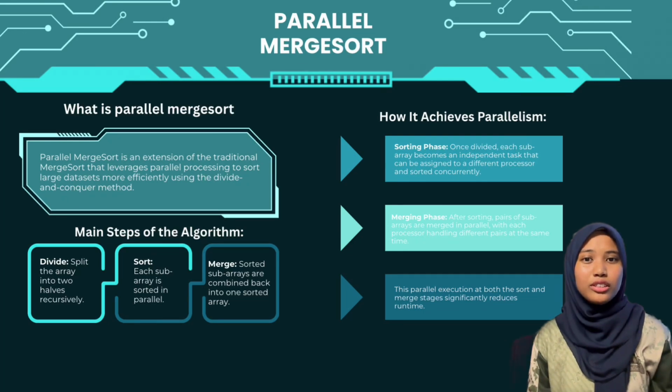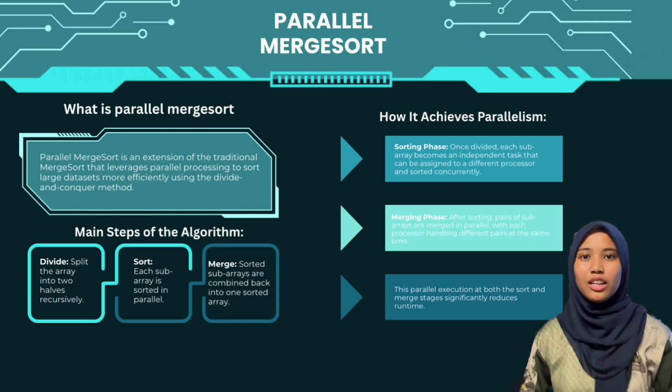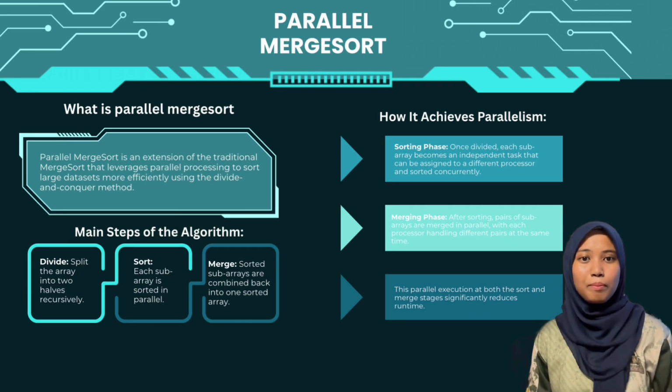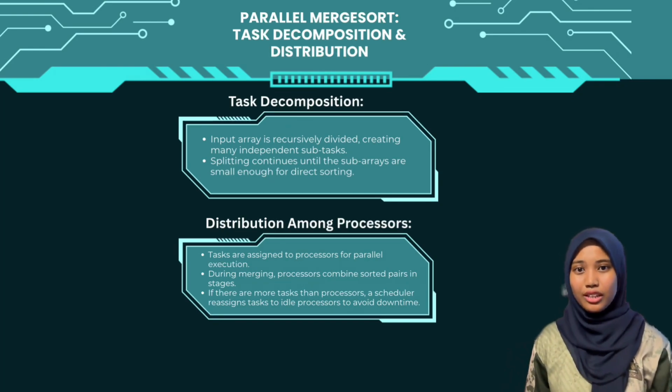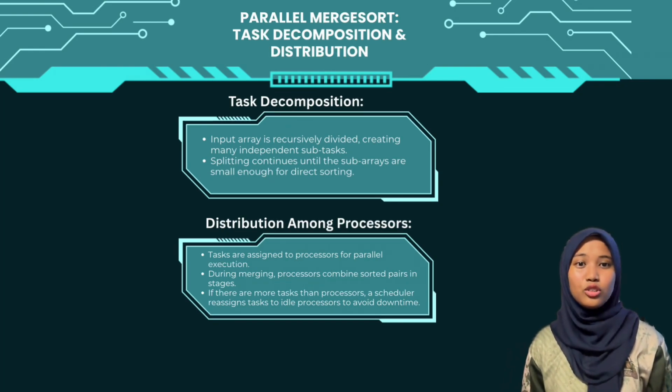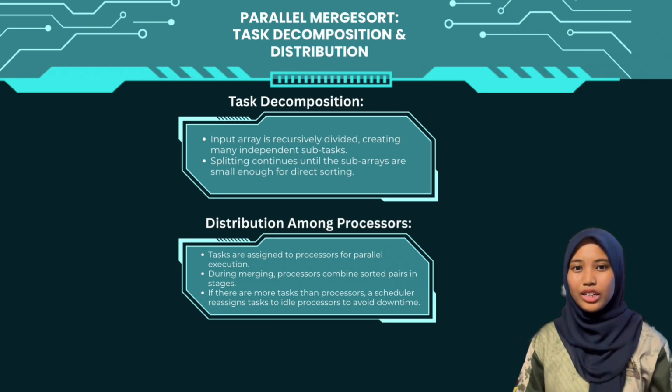First, parallel merge sort is an enhanced version of the traditional merge sort. It uses parallel processing, which means multiple processors sort the data at the same time, but the algorithm still follows the divide and conquer method, which is dividing the arrays, sorting the parts in parallel and merging them back together. It achieves parallelism in two stages. First, during the sorting phase, different processors handle different subarrays. Then, during the merging phase, the sorted arrays are combined in parallel. This greatly improves speed, especially for large data sets.